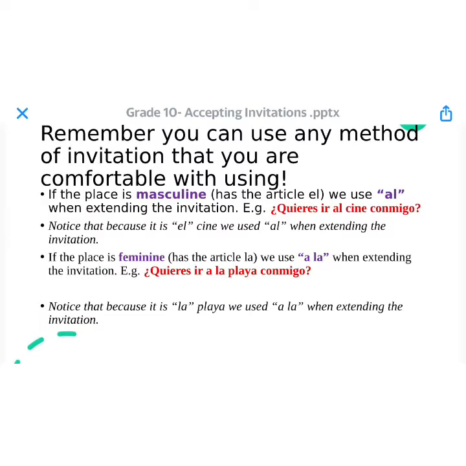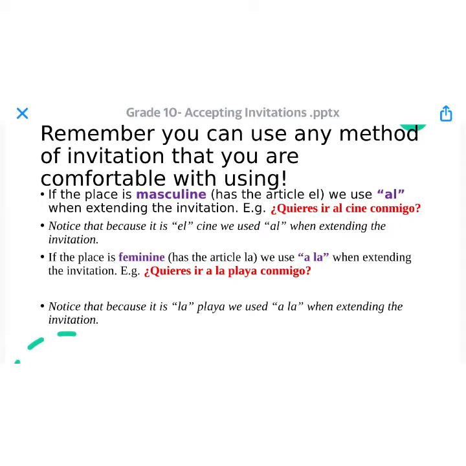We just have to remember that if the place is masculine, meaning that it has the article el, that means we're going to use al when extending the invitation. For example, ¿Quieres ir al cine conmigo? Notice we have the al because it is el cine.